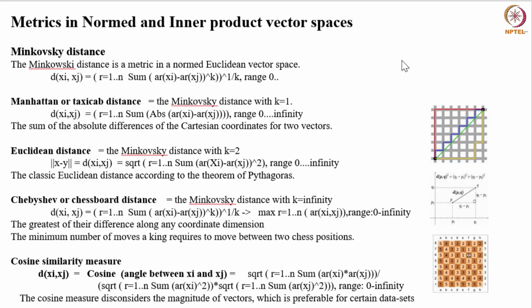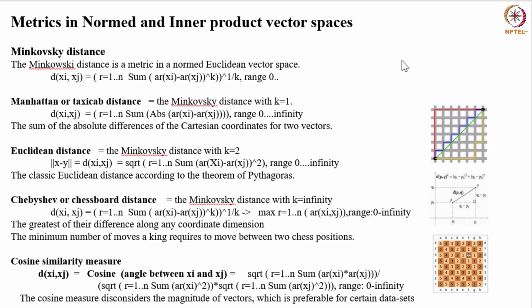Then we have a third case. This is also rather well known, that if we choose the value k to be infinity, then the formula deteriorates. So actually, in this limit of infinity, we get the definition of the distance as the maximum value of the differences in arguments. This distance is also called the chessboard distance because this is equivalent to the minimum number of moves a king can make between two chess points.